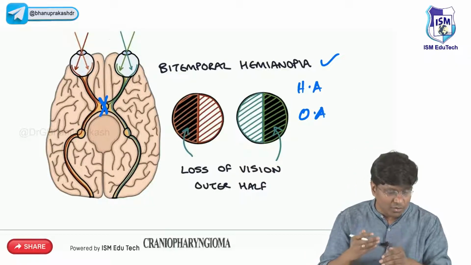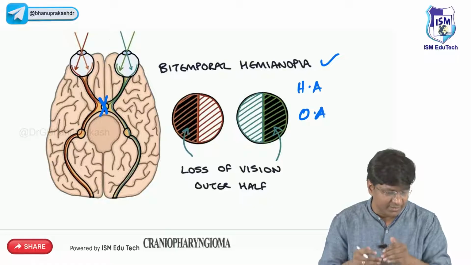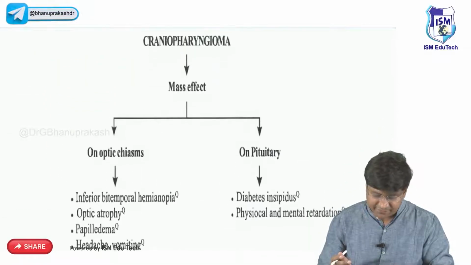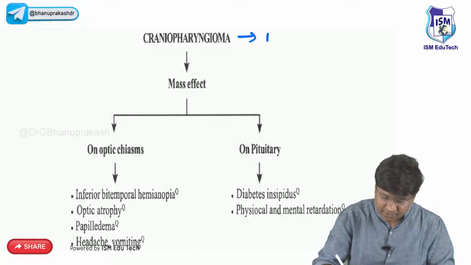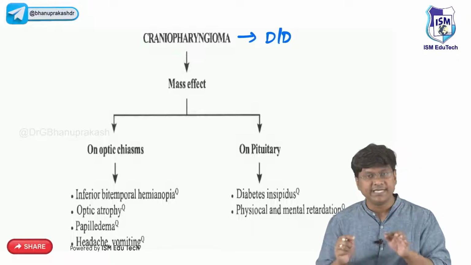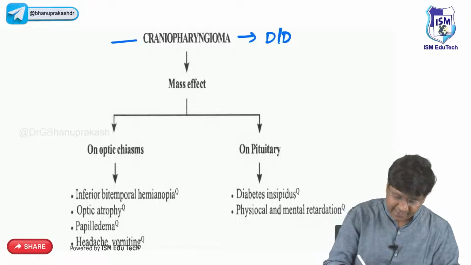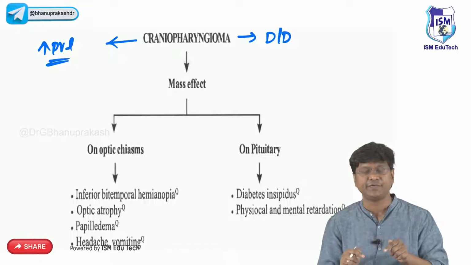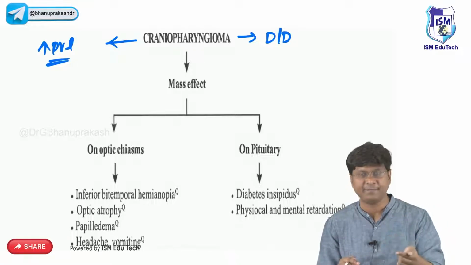Now, what will be the close differential diagnosis for your prolactinoma? The close differential diagnosis for prolactinoma will be the craniopharyngioma. Even in craniopharyngioma, you will have the features of hyperprolactinemia.